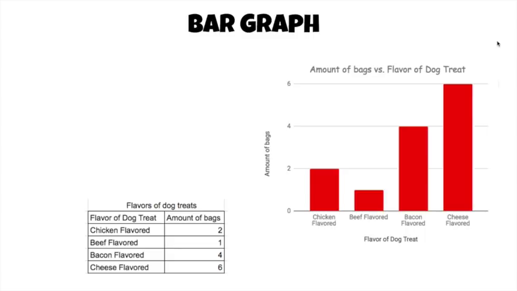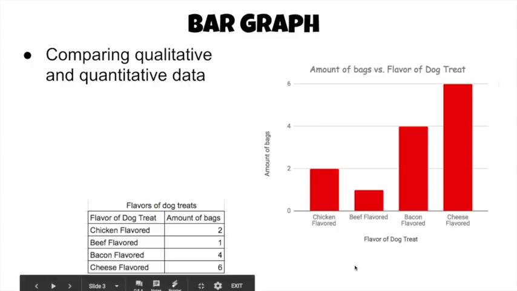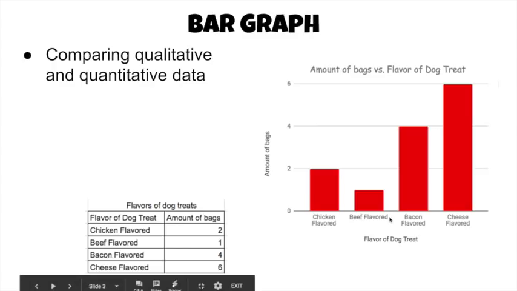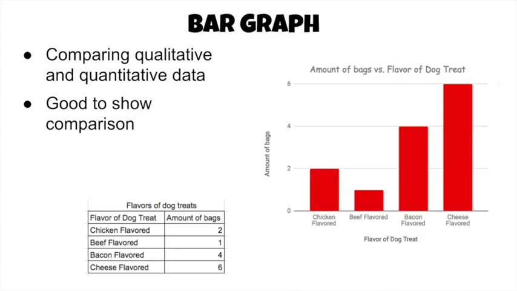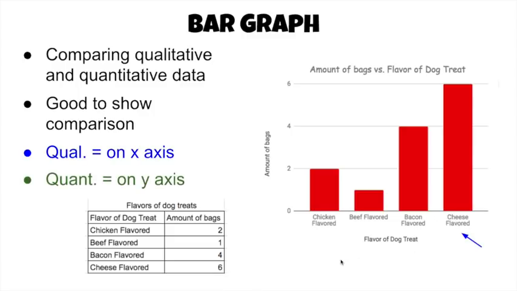Bar graphs are used when you want to compare qualitative and quantitative data. For example, my qualitative data would be the flavor of dog treat, and my quantitative data is the number of bags. Bar graphs are really good when you're trying to show a comparison between different things. On the x-axis goes the qualitative data, so in this case the flavor of dog treats, which we have chicken, beef, bacon, and cheese. And then on the y-axis is the quantitative data, which is the number of dog treat bags.